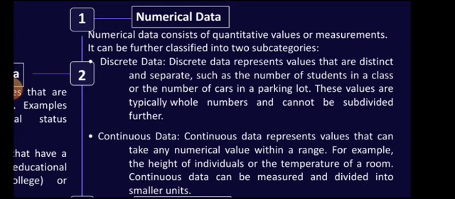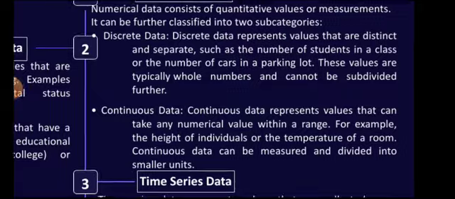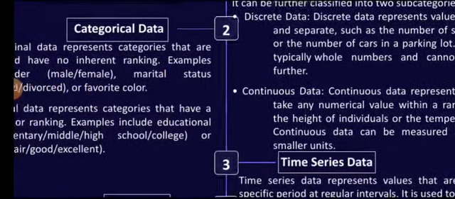Now, there is also continuous data. The continuous data represent values that can take any numerical value within a range. For instance, the height of individuals, the temperature of a room, and so on. So you find out that these ones might not necessarily be in whole numbers. Continuous data can be measured and subdivided into smaller units.